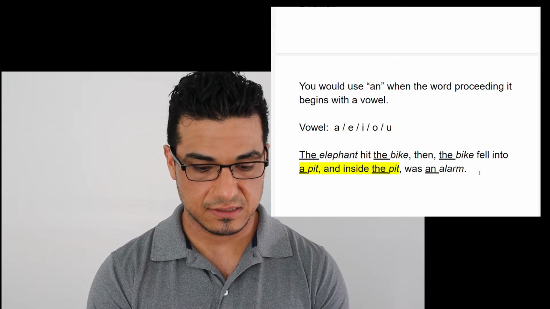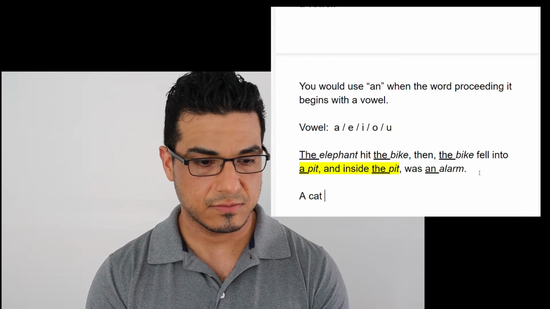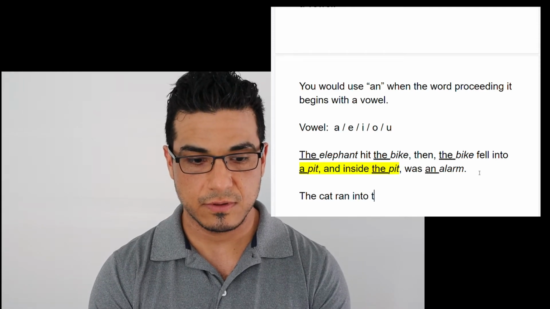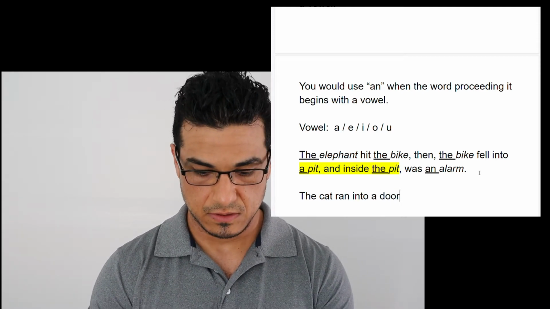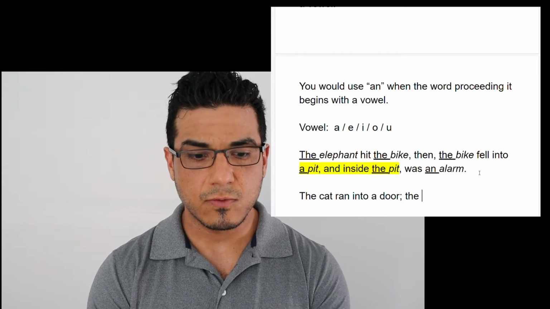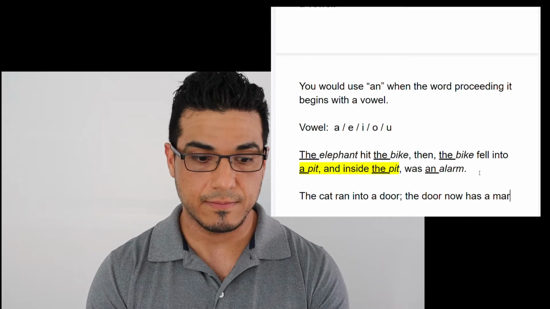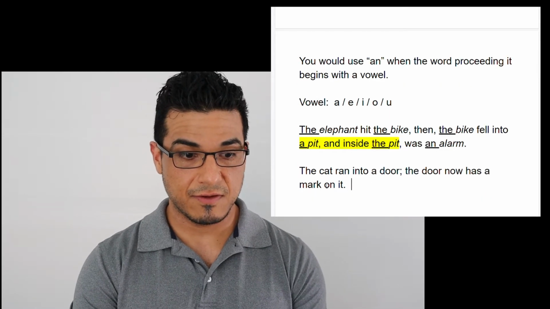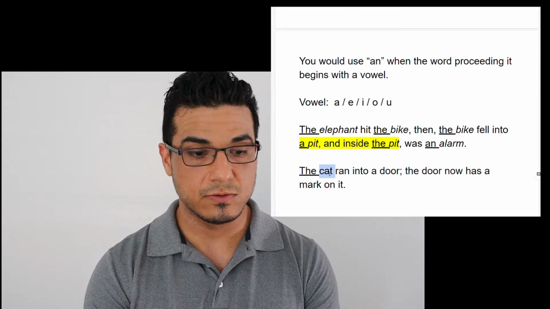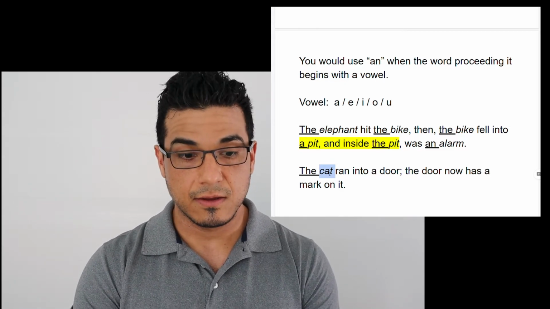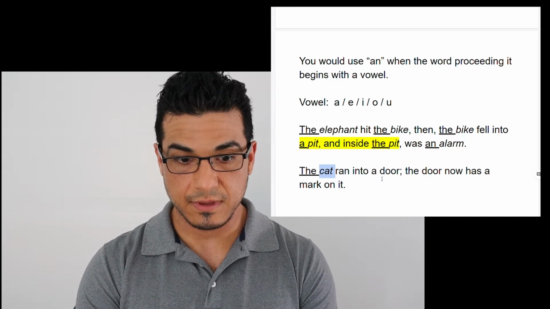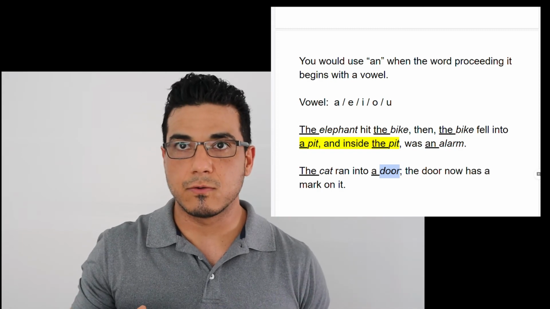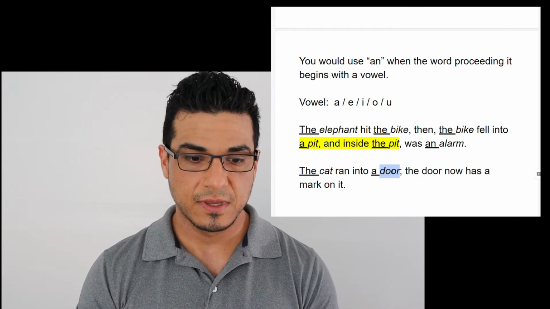An example I have is a cat. Well, let's do this one: the cat ran into a door, and then the door now has a mark on it. Okay, so I didn't end the sentence, I just broke it up. So here I have the definite article the, referring to the noun cat. So this cat ran into a door, just any door in the house. I'm not telling you which one. It's the front door, the garage door, the kitchen door, whatever.